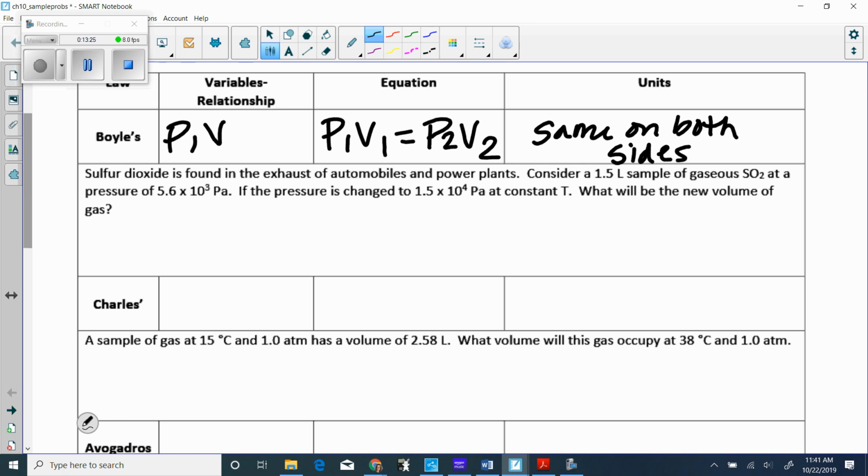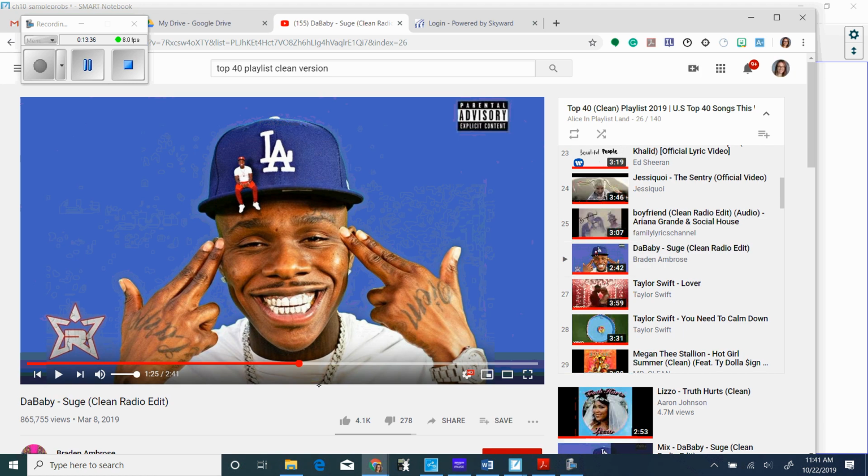So a lot of these are going to be reading comprehension. Go through and read them, find out what the numbers are, and then you're plugging them in. So with your buddy, go ahead and do this first sample problem. Ready, go.